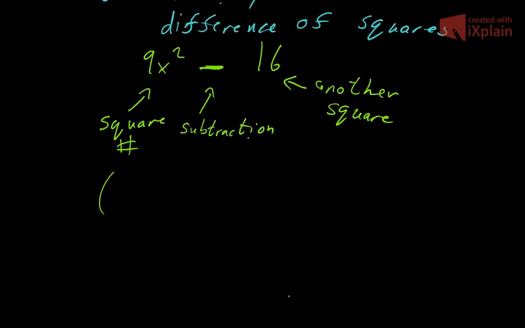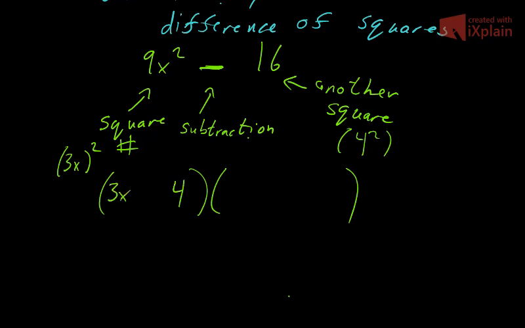What we're going to do is we're going to have two different sets of parentheses. And we're going to have the two things that square to our numbers. So I know that 16 is 4 squared, and 9x squared is 3x squared. So I'm going to have these two things, and because it's a difference, I can just put them in these boxes. So I have a 3x and a 4, and I have a 3x and a 4.